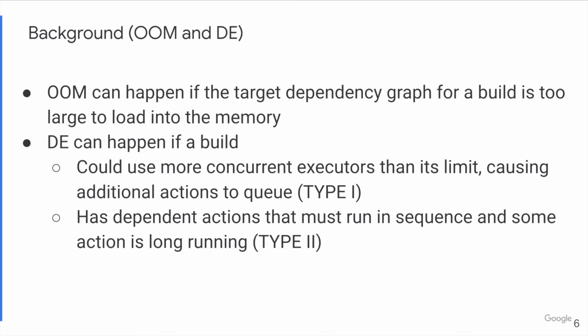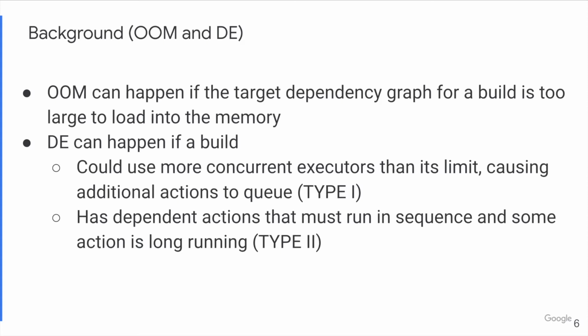Specifically, out-of-memory can happen if the target dependency graph for a build is too large to load into memory, which can happen if you run too many targets in a single build. A deadline-exceeded error can happen if a build could use more concurrent executors than its limit, causing additional actions to queue. We call this kind of error a type 1 deadline-exceeded error.